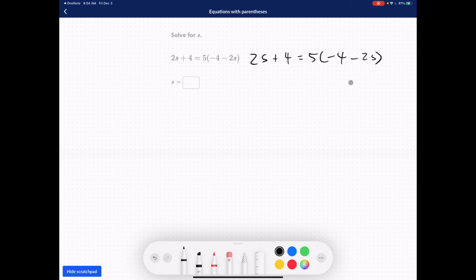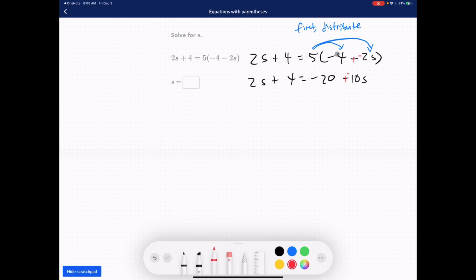The first thing that you want to do is distribute. First, distribute. Everybody write this down in your notebooks. So we're going to go 2s plus 4. And 5 times negative 4 is negative 20. 5 times negative 2s is negative 10s. Once again, don't let this subtraction confuse you. What you could have done is adding a negative, and that would give you the same result.